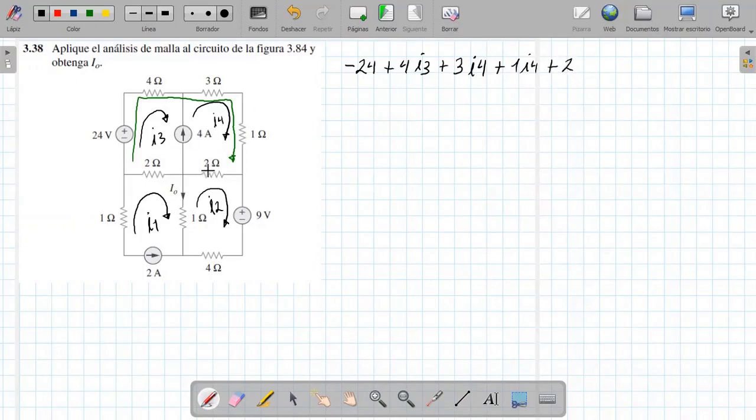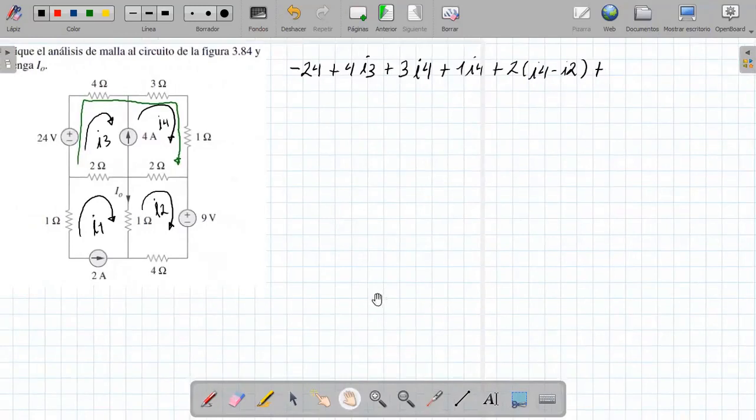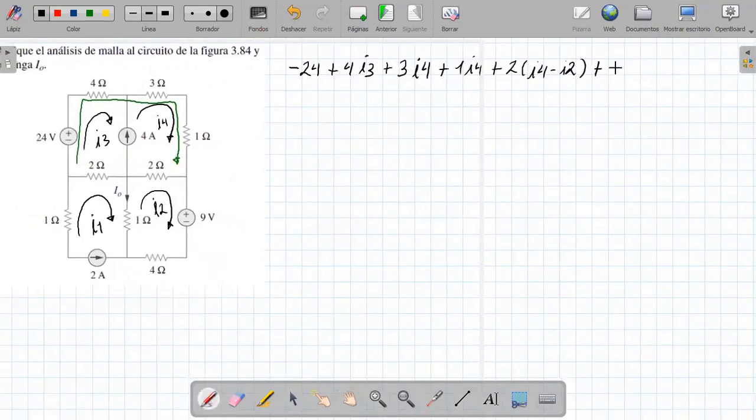As we are doing the supermesh it would be I4 minus I2. Remember that resistance times current gives voltage. These are voltages, a voltage, this is another voltage. And let's go here, plus 2 times the current I3 minus the current I1, all this equal to 0.